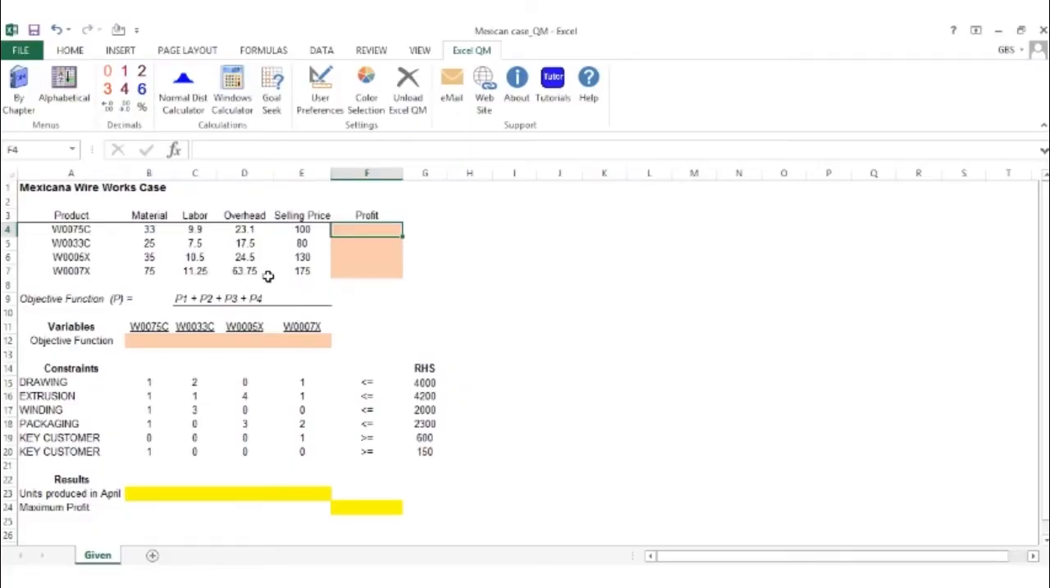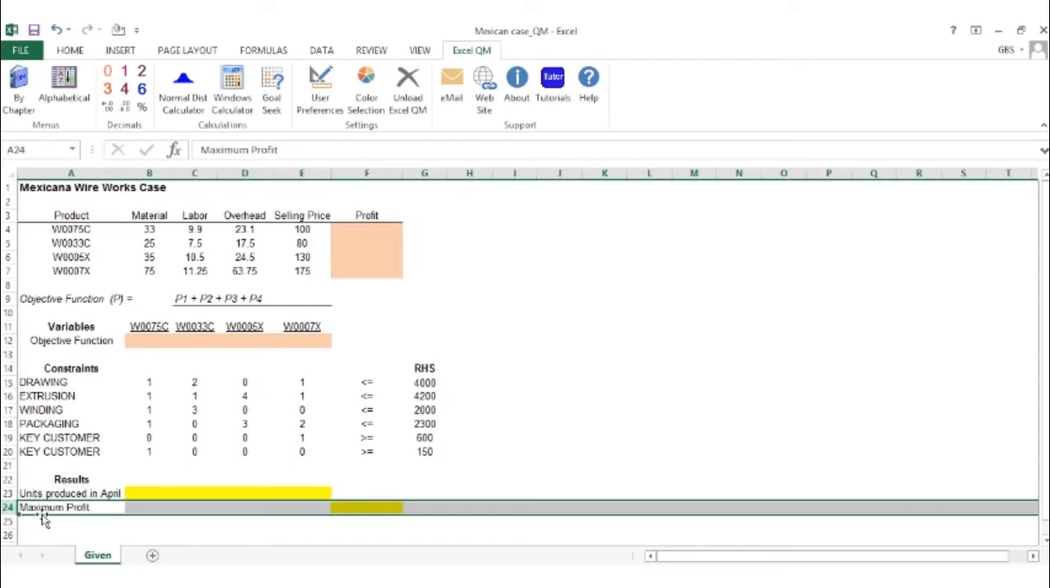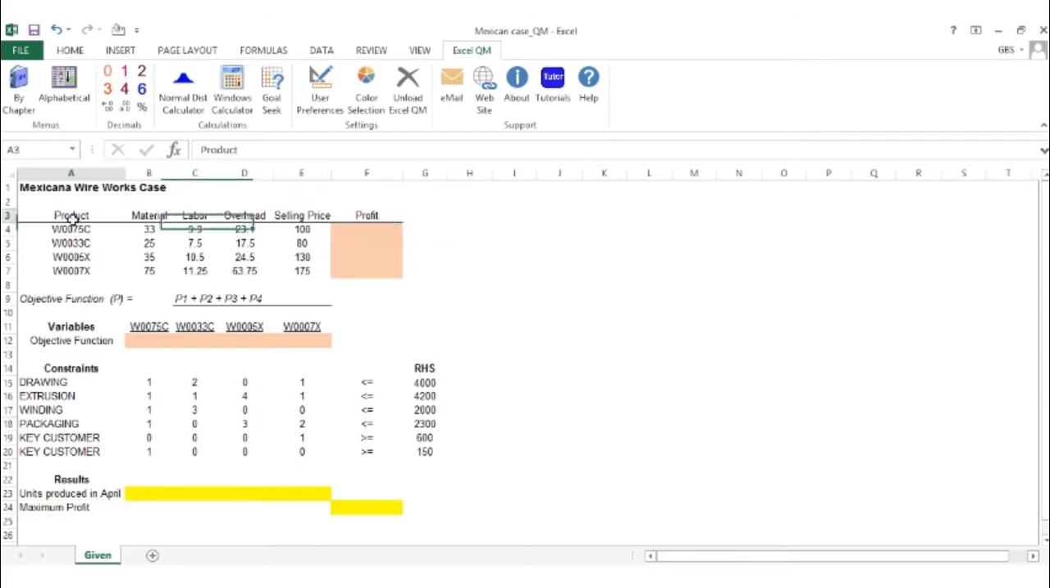Here is a summary of data from the Mexicana Wireworks case that we will be using to come up with a recommendation for Ron Garcia on what units or products are to be produced in April in order to achieve a maximum profit. To begin, we have to calculate the profit for each product, where profit is just revenue minus expenses. So selling price minus material cost minus labor cost minus overhead cost is profit.